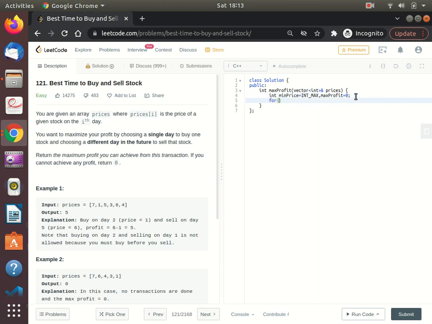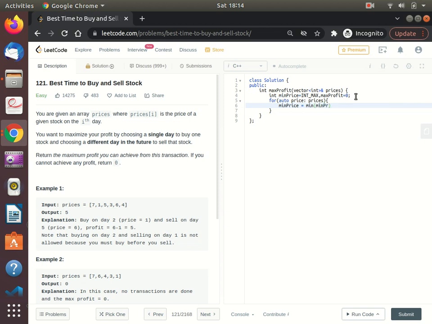So now I iterate through the array with for auto price colon prices. This is a C++ shorthand to iterate through the array when you don't need the index, but you just need the element of the array. So we need to find the minimum price up till that point, and update it in the same variable called min price.